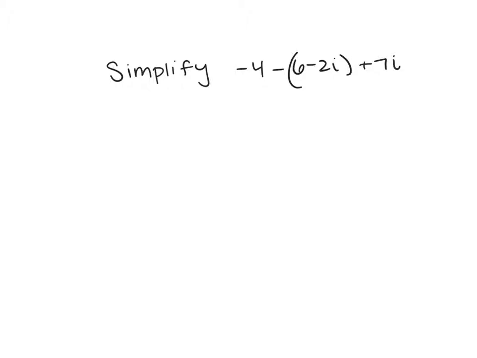Now, how do we simplify with complex numbers and imaginary numbers? The key is to think about it like it's a variable. You are just going to combine like terms in the same method. So here I have negative 4, and then it says minus 6, and minus a negative, which is plus 2i. And then I still have plus 7i.